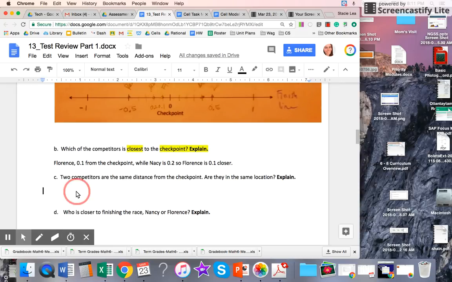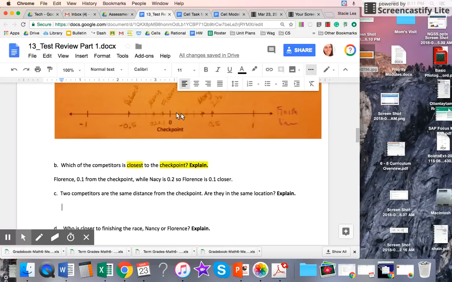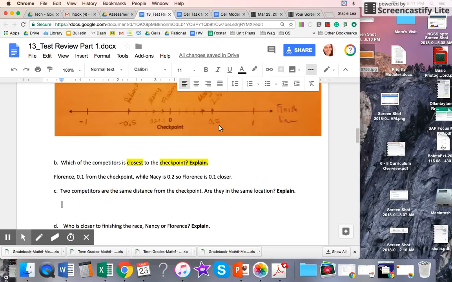Okay, now down here, 2 competitors are the same distance from the checkpoint. Are they at the same location? So I look up here and I see that Rebecca and Lita are both 5/10 from 0, but they're actually on opposite sides. So in this question, I can tell that they're asking again about distance, which is referring to absolute value.